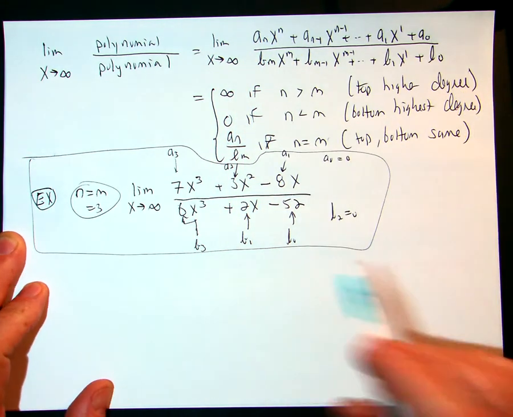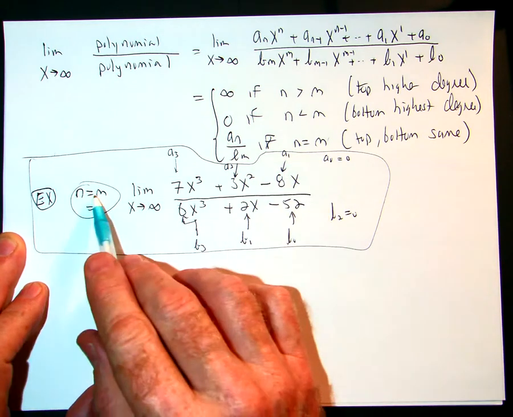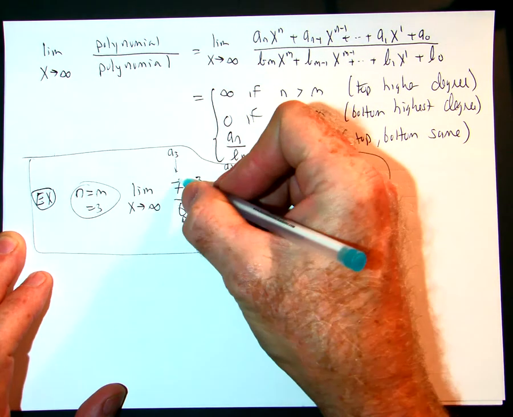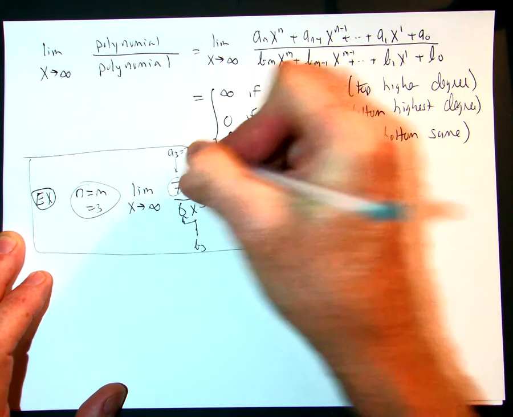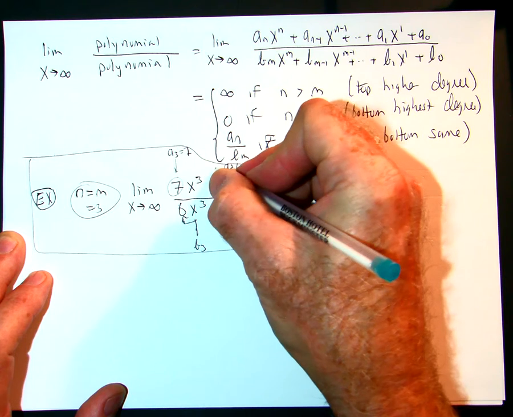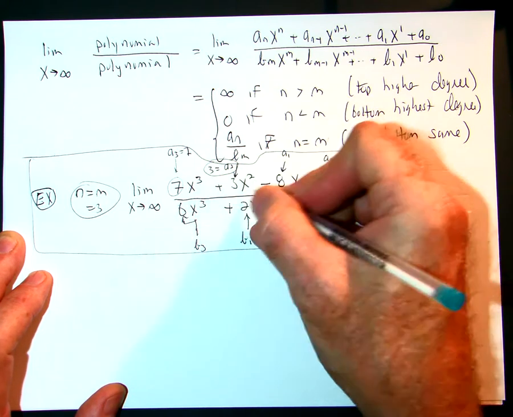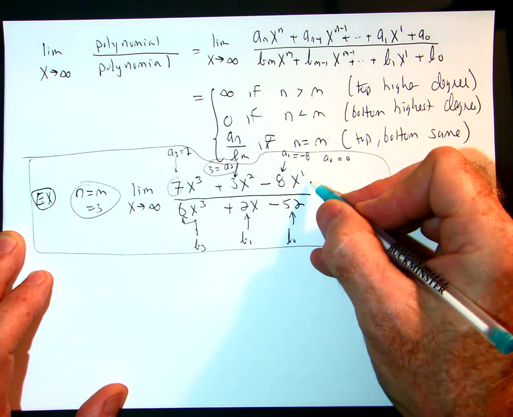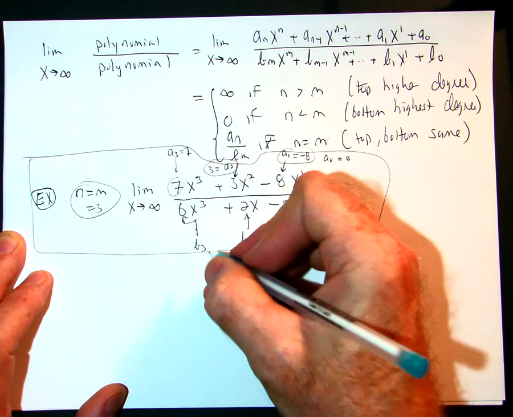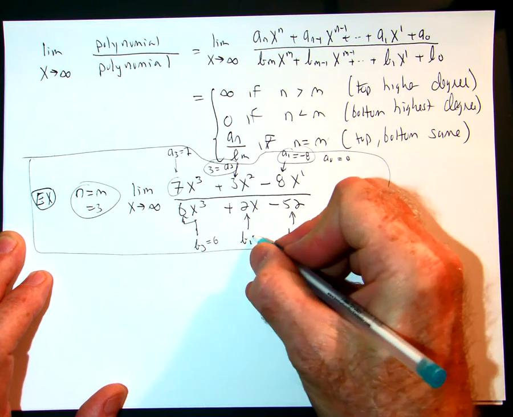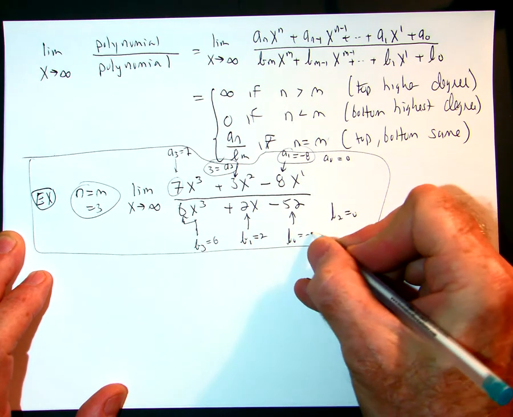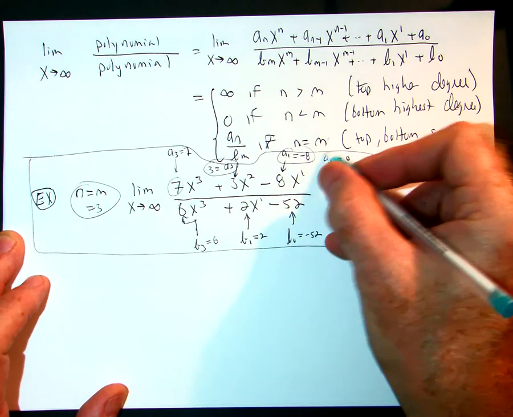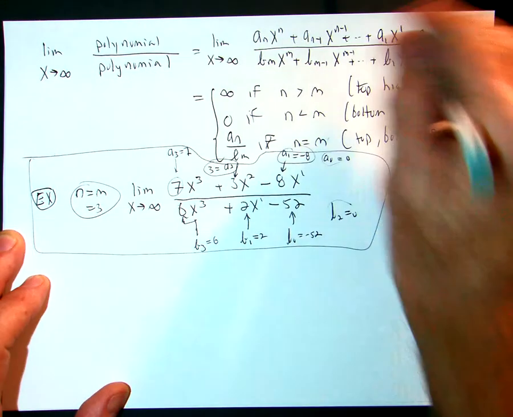So here's an example. Here's our limit. We have n is equal to m, and I'm going to say that our answer should be 7/6. So basically, here's a3, that's 7, coefficient of the third degree term. a2, that's equal to 3. That's the coefficient of the square term. a1 is minus 8. And then a0, there's no coefficient for the constant term, so that's 0. b3 is 6. b1 is 2. b0 is minus 52. And then b2, the coefficient of the square term, is 0. So that's all this is trying to say. And it's notation that we'll use later.